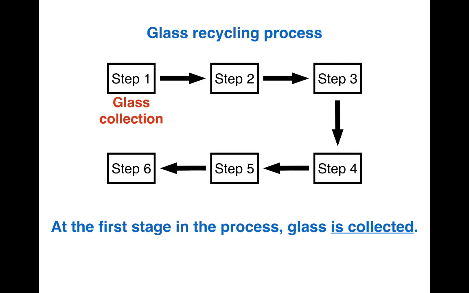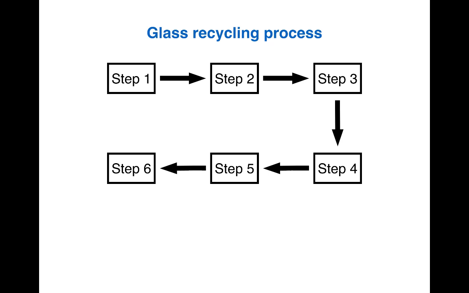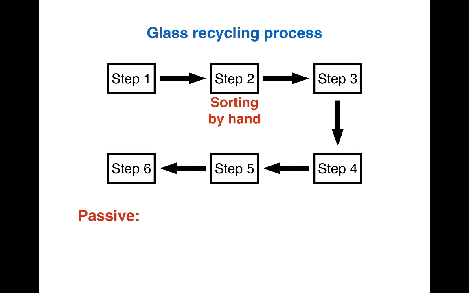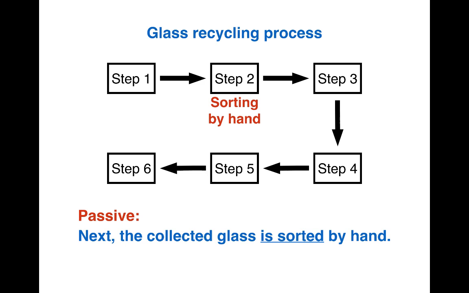Let's look at another example with step 2. Imagine this is sorting by hand. We could write an active sentence, which would be, next, people sort the glass by hand. Or we could write a passive. I would prefer the passive in this case. The passive would be, next, the collected glass is sorted by hand, instead of using the word people. We don't need to talk about the people. We can say the glass as the subject.